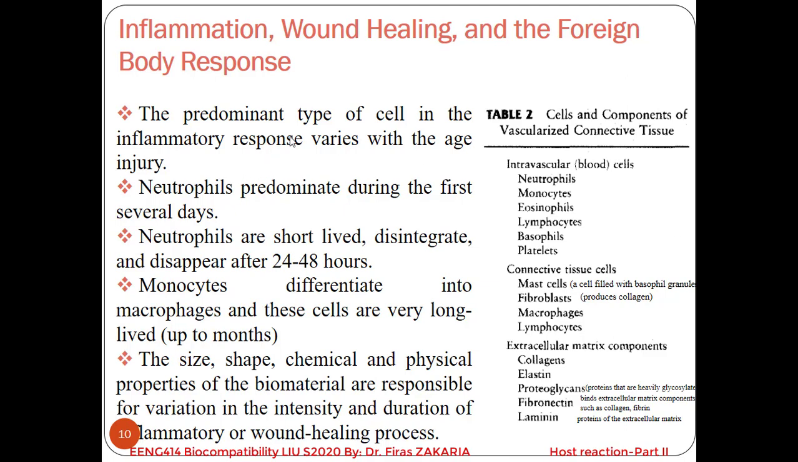So the predominant type of cell in the inflammatory response varies with the age injury. أول شيء فإذا in the first several days neutrophils predominate during the first days، ولكن النيوتروفيلز are short-lived، ما بيبقوا كتير. They disintegrate and disappear after 24 to 48 hours.